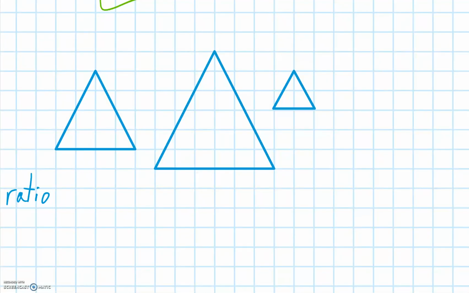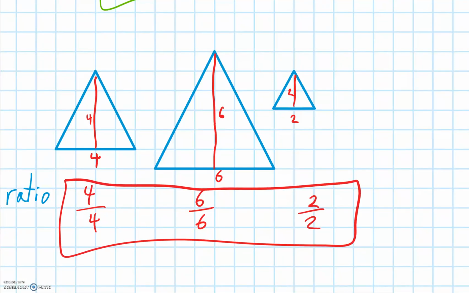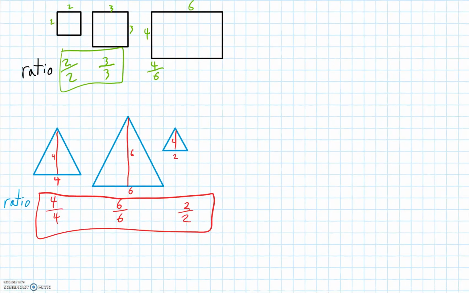And the last one here, I'm going to go with base and height. This here is also 4. And the base here is 6. And the height is 6. The base is 2. Height is 2. So if we go 4 over 4, 6 over 6, 2 over 2, actually all of these are similar to each other. So you can start seeing that maybe a ratio might help notice if they're similar.